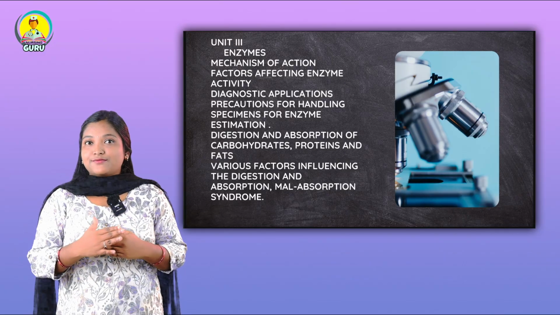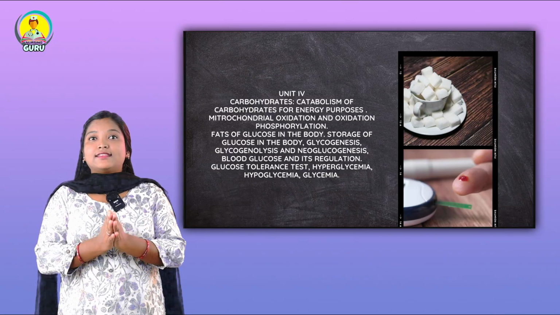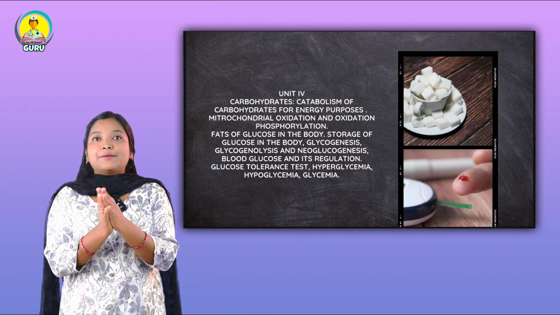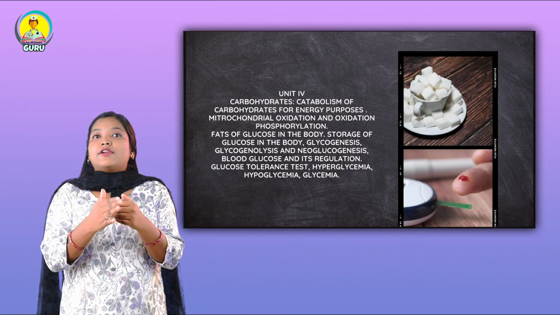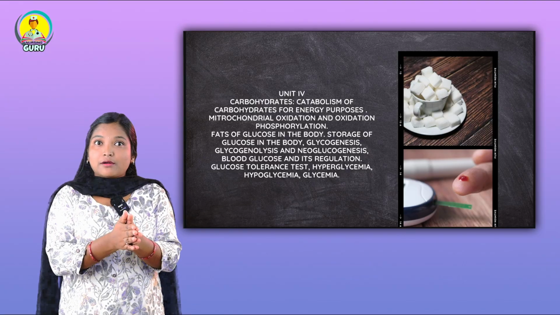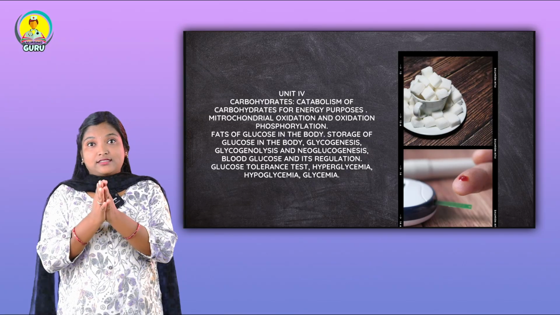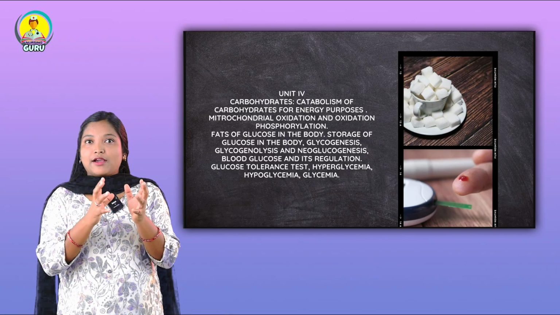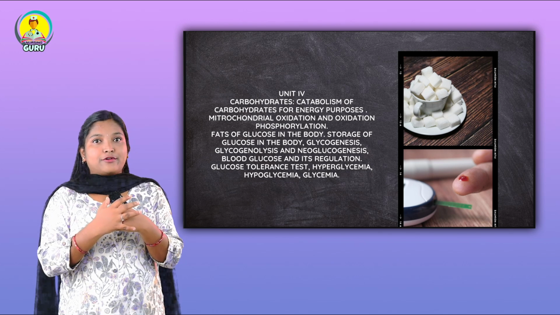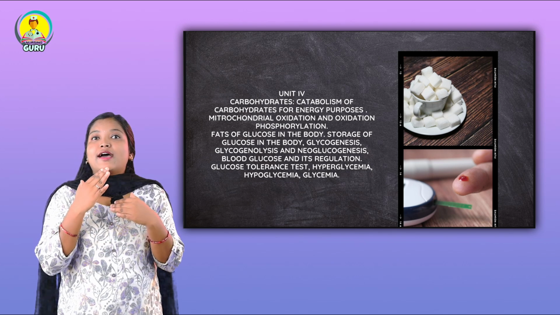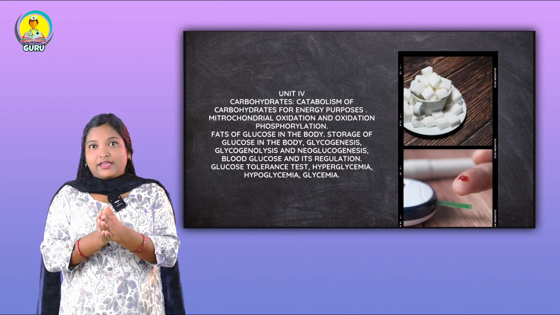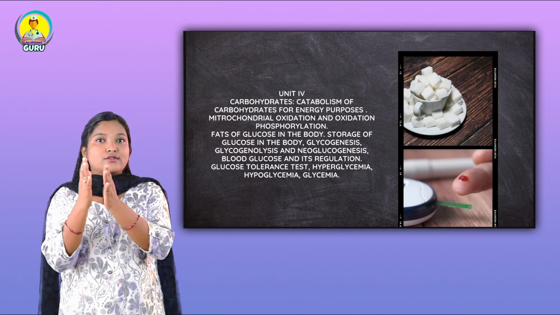The next unit is the fourth unit, that is what? Carbohydrates. In carbohydrates mainly we are going to study the catabolism of carbohydrate for energy purposes, okay? Here we are going to study the absorption and digestion of carbohydrates, how they will be absorbed in our body, how they will be digested in our body. These are all the things we are going to study, and moreover we are going to study the oxidation in mitochondria, the fate of glucose in the body and how it will be stored in our body, that means the storage of glucose in the body.